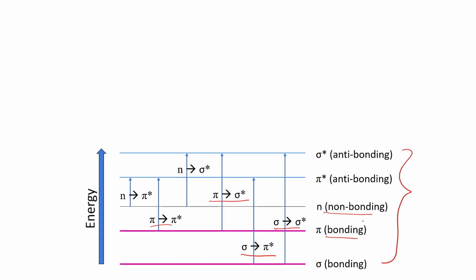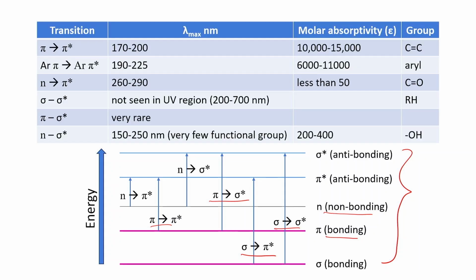And when we look at the electrons kept in the non-bonding orbitals, they can undergo n to pi star transition and n to sigma star transition. These are the 5 different types of transitions that are possible. Let us look at the energy of each one of them to find out which type of transition this 279 nanometer peak may be responsible for. So here the various transitions are given. The first one is pi to pi star transition.